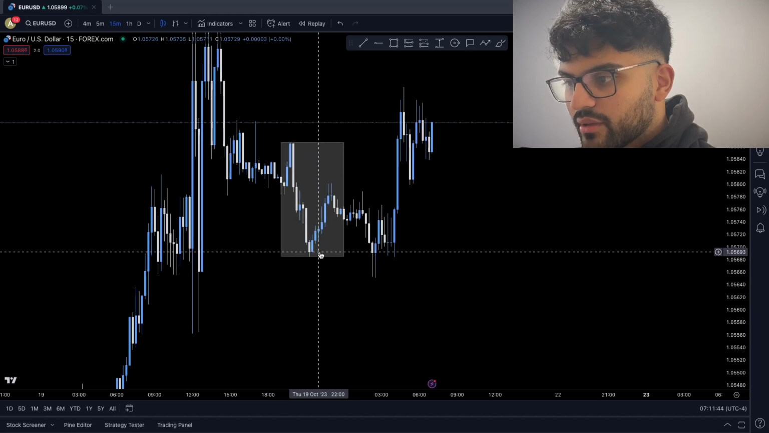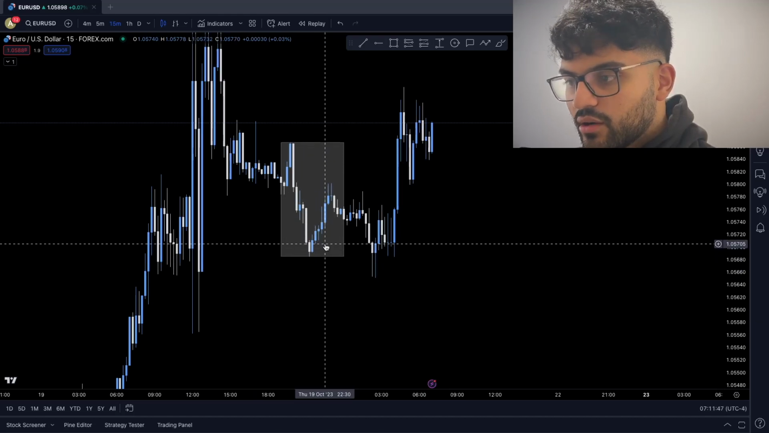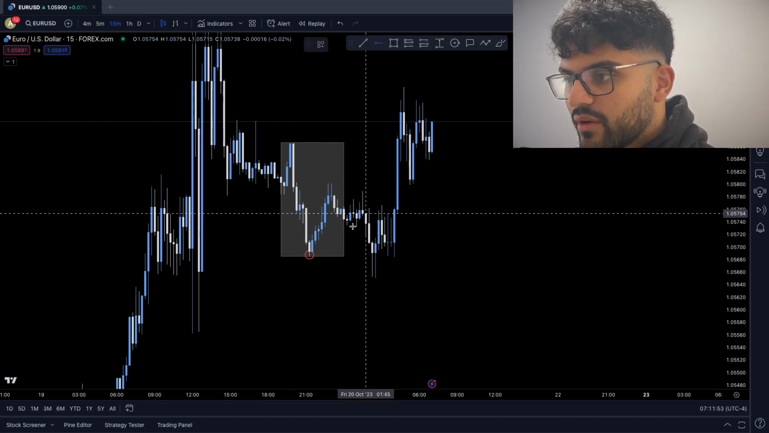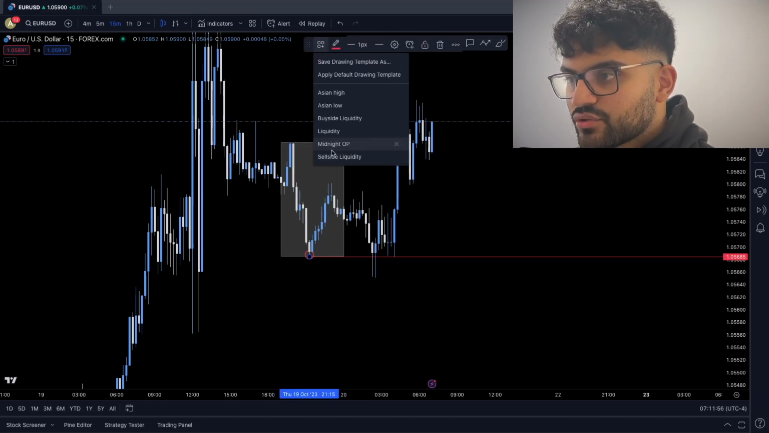We have a swing low right there. Remember what swing low was? High low to the left, high low to the right. So swing low right there. I can mark it out there. And then what do we have underneath the swing low? Sell side liquidity. So let's mark that out.